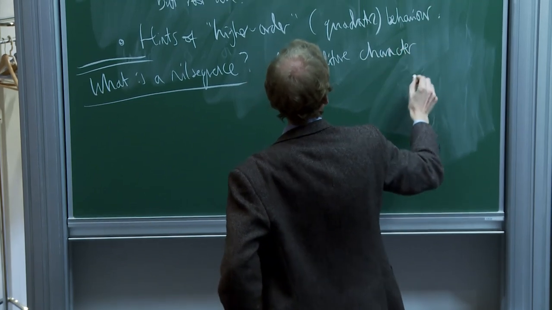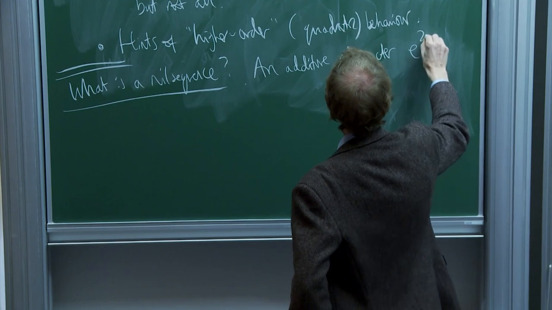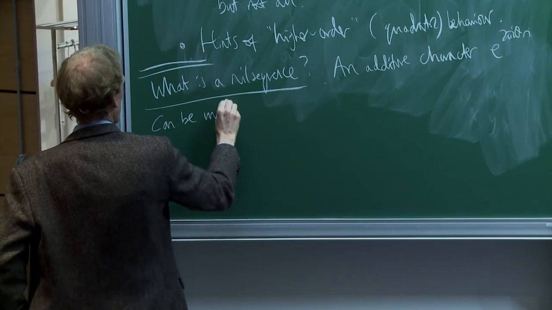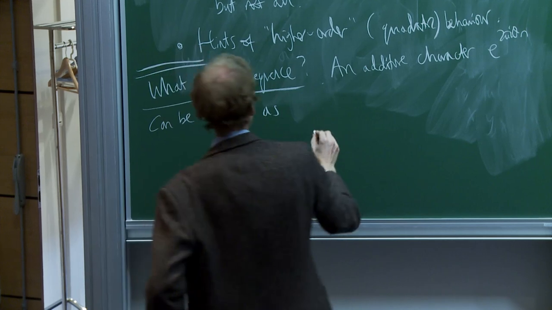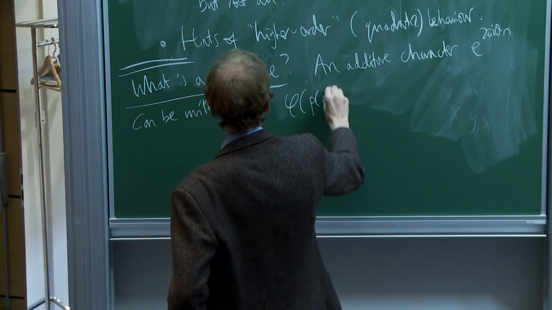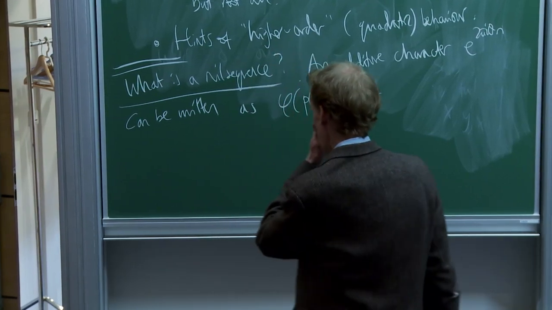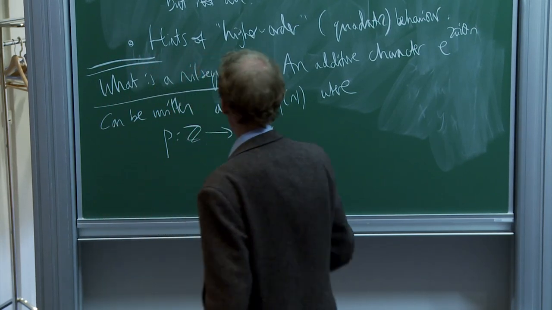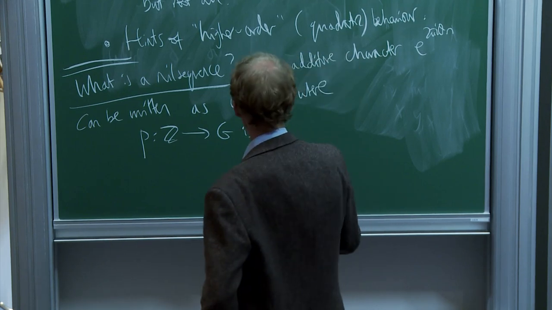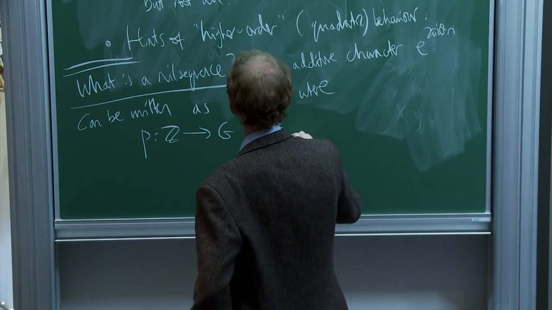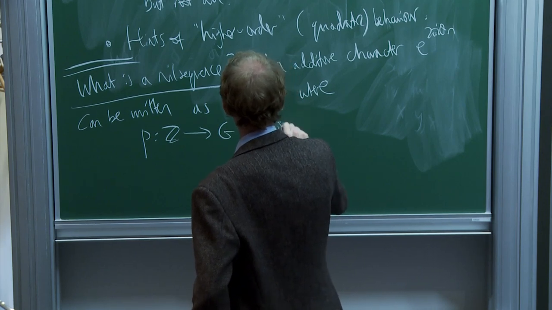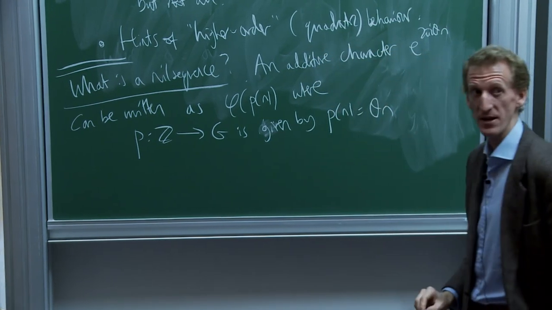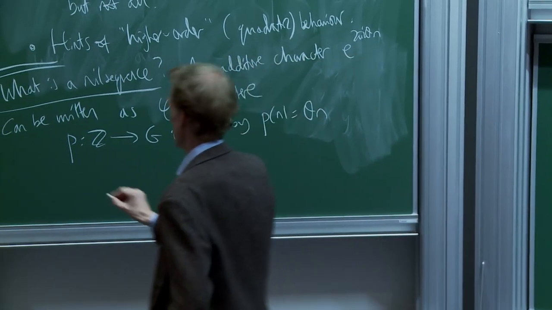So an additive character e to the 2 pi i theta n can be written, I'm going to write it in a strange way, as phi of p of n, where p from Z to G is the linear map given by p of n is theta n, and G here is the real numbers R.